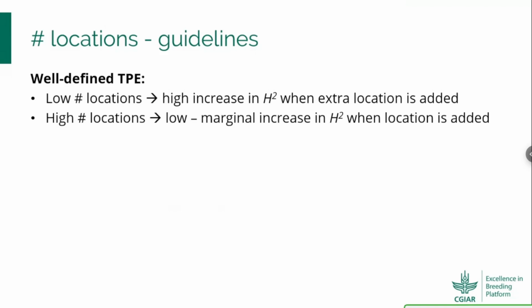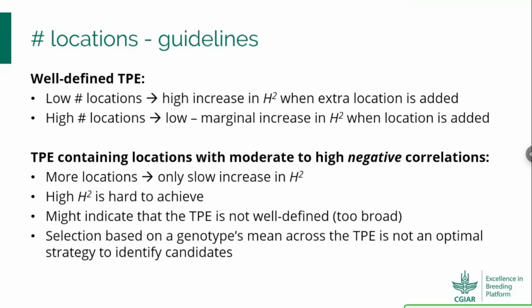Okay, so these are just the guidelines summed up if you want to go back to the presentation, so we can quickly skip that. Low number of locations, there's a high increase when only one extra location is added. High number of locations, low to marginal increase, so the money might be better used somewhere else. If you have a TPE that contains locations with moderate to highly negative genetic correlations, more locations only show a slow increase because of what I showed here. And this might indicate your TPE is not well defined, so going to more locations is not the solution, but splitting your location.